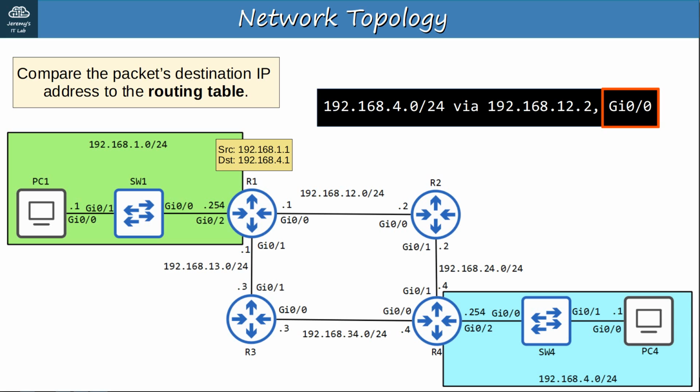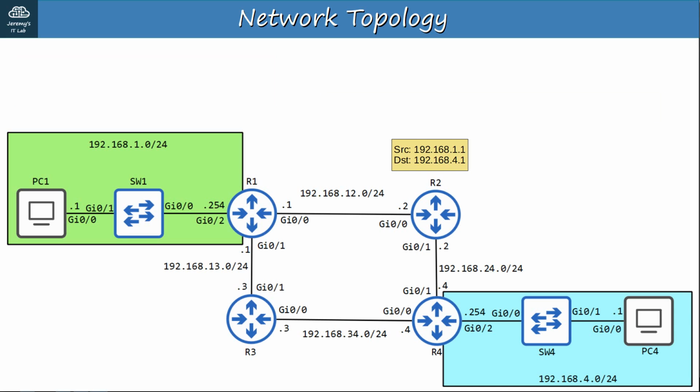As you can tell by both the next hop address of 192.168.12.2 and the exit interface on R1, G0/0. We'll take a look at configuring routes, as well as take a look at a real routing table on a Cisco router in a few minutes. So, R1 will forward the packet to the next router on the route to the destination, which is R2.